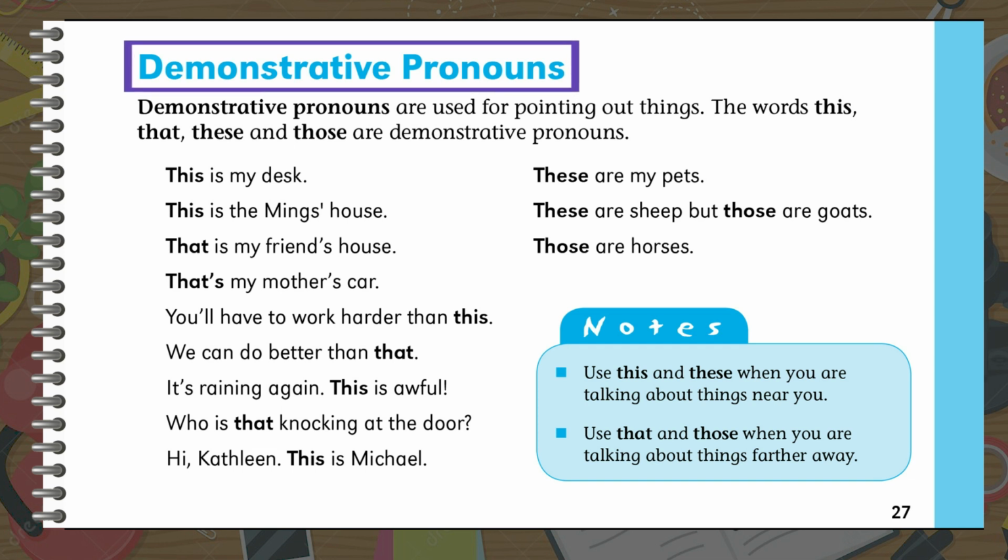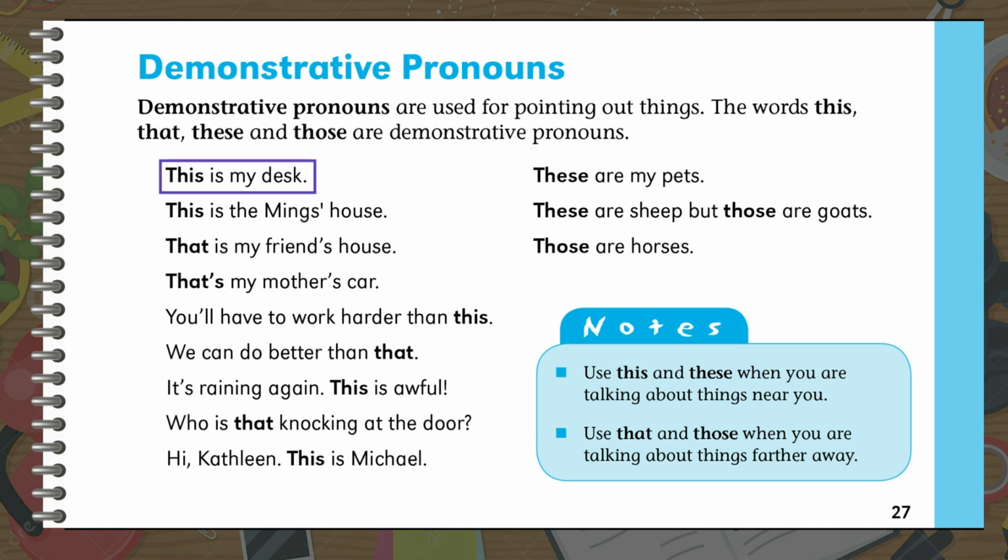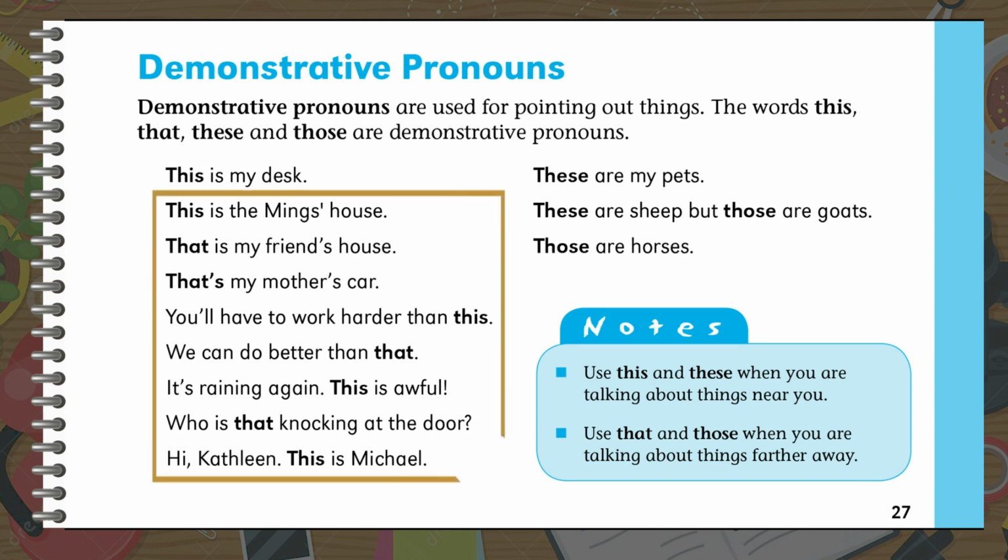Demonstrative pronouns. Demonstrative pronouns are used for pointing out things. The words this, that, these, and those are demonstrative pronouns. This is my desk. This is the Ming's one house. That is my friend's house.